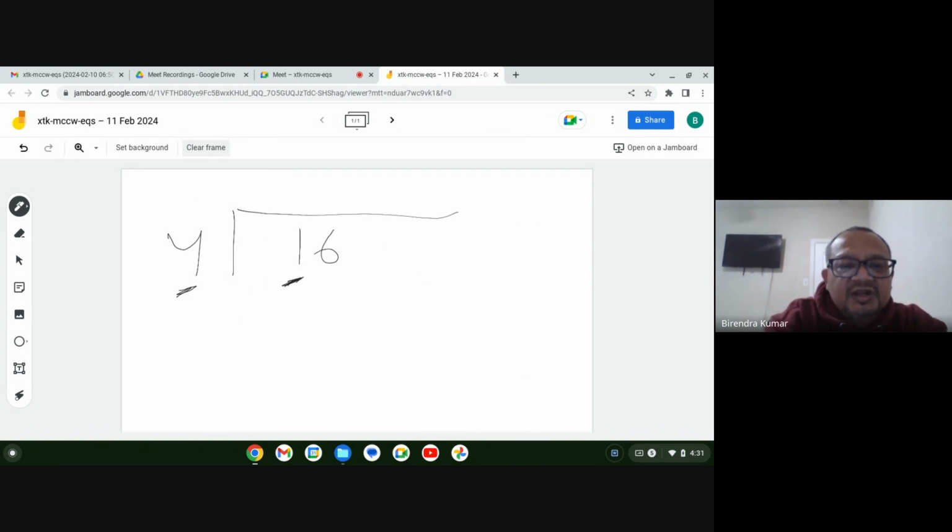1 is smaller than 4, meaning if you read the table of 4, you'll never get 1 or less than 1. You'll start with 4. So this one digit is not enough. So you pick first two numbers, 16. Then you start the table of 4.